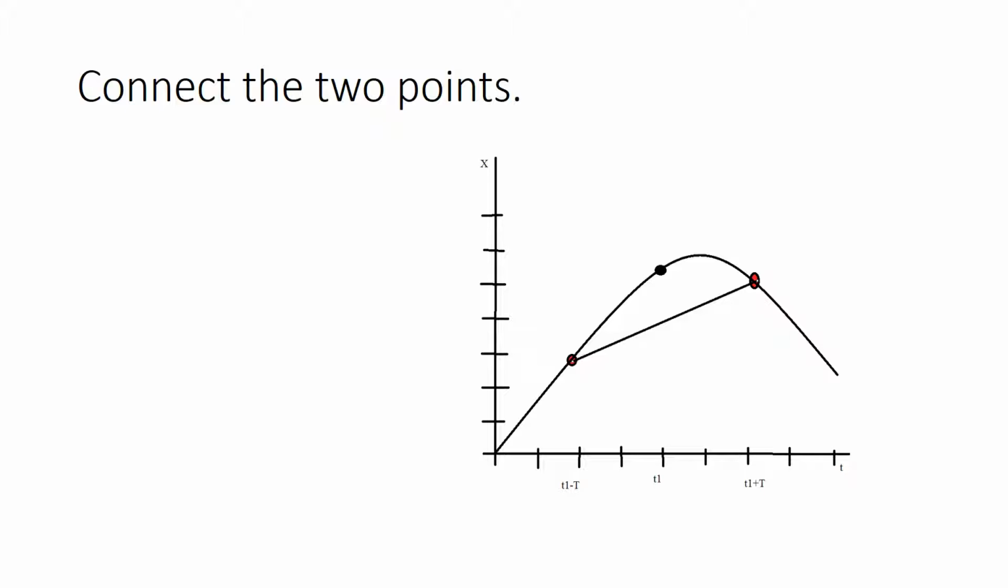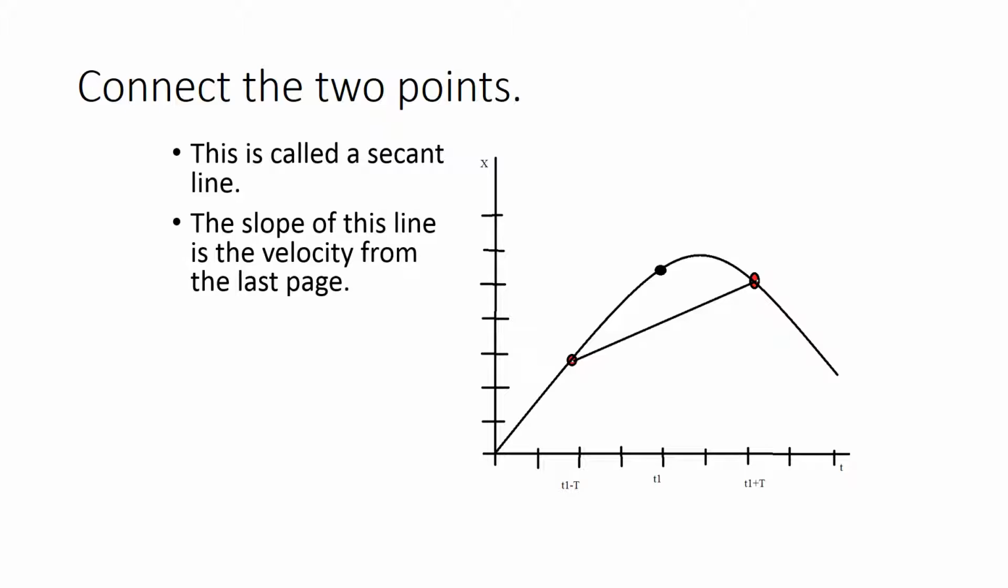Another way of thinking about this is we could connect the 2 points with a line. And when you connect 2 points along a curve with a line, it's called a secant line. And the slope of that line, if you think about it, is the velocity that we calculated on the previous page. Delta x would be the vertical change, and delta t would be the horizontal change.